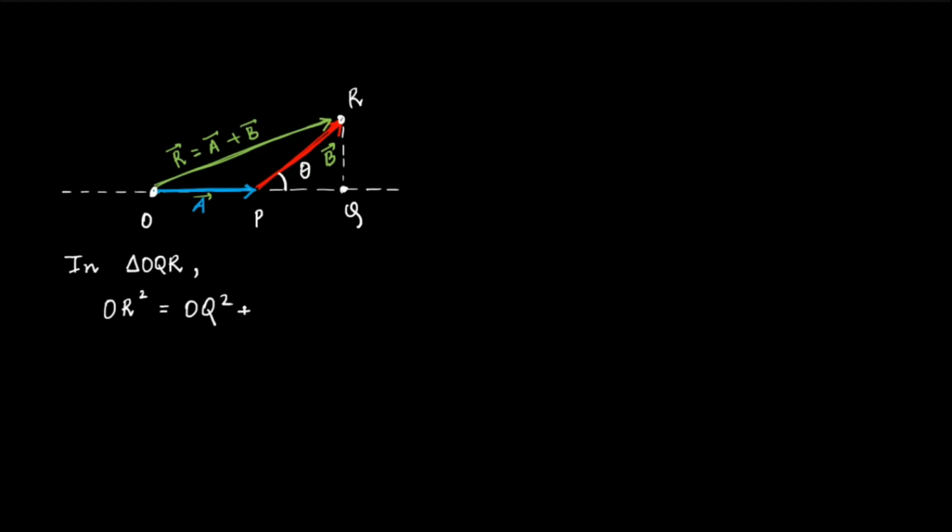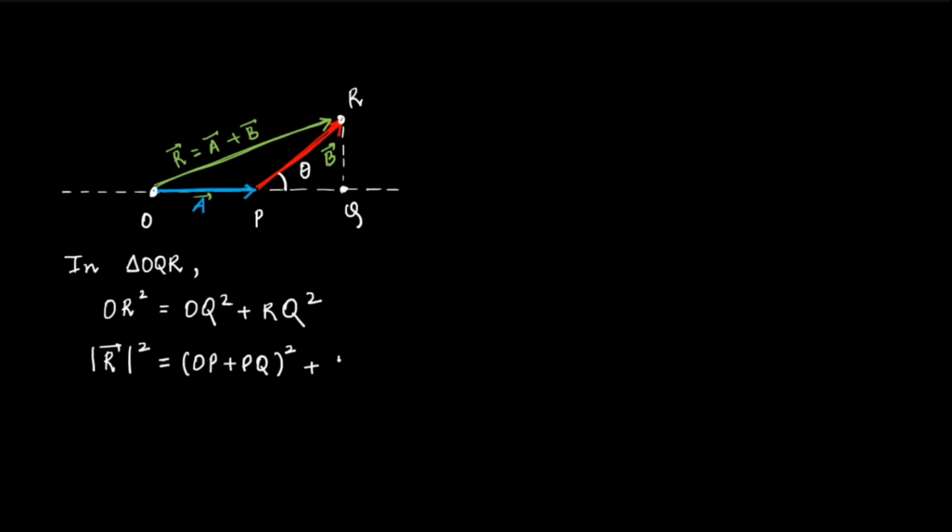OQ square plus RQ square. Yeah, this OR is basically representing the resultant's magnitude. So this is how I am supposed to represent it: R vector, modulus, and then square. OQ square is represented, or I can represent it as OP plus PQ, but this time it should be whole square.